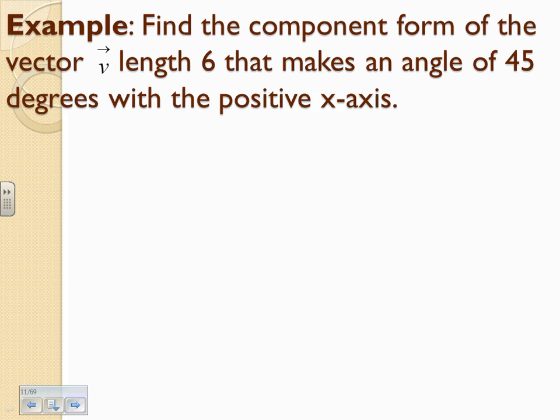Alright, find the component form of the vector B, length 6, that makes an angle of 45 degrees with the positive x-axis. Matt, what's the first thing you think to do? Yeah, first we'd read the question. What's the first thing you think to do? So look at the axis where? Oh, perfect. That's the first thing I would do, is draw something on my paper.